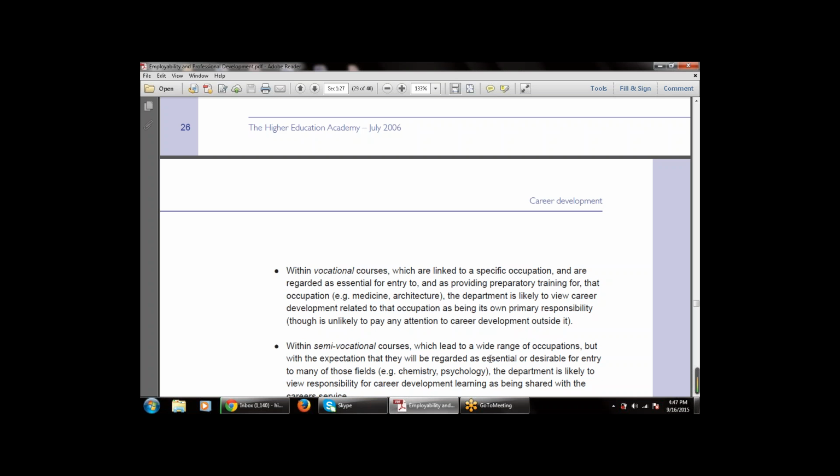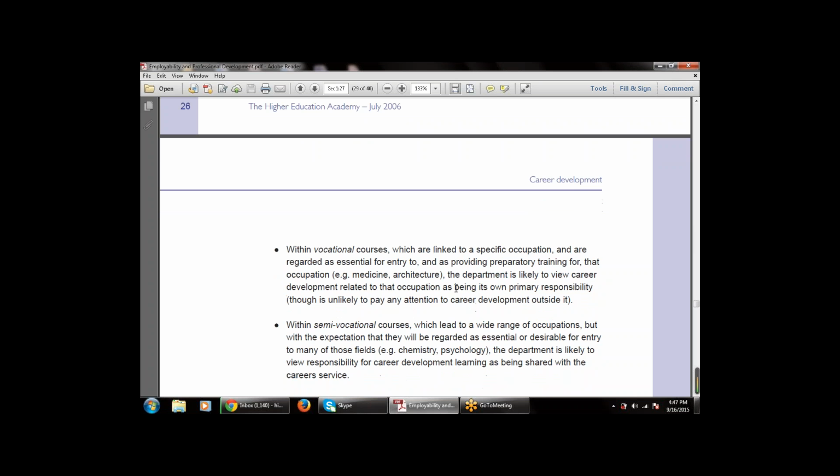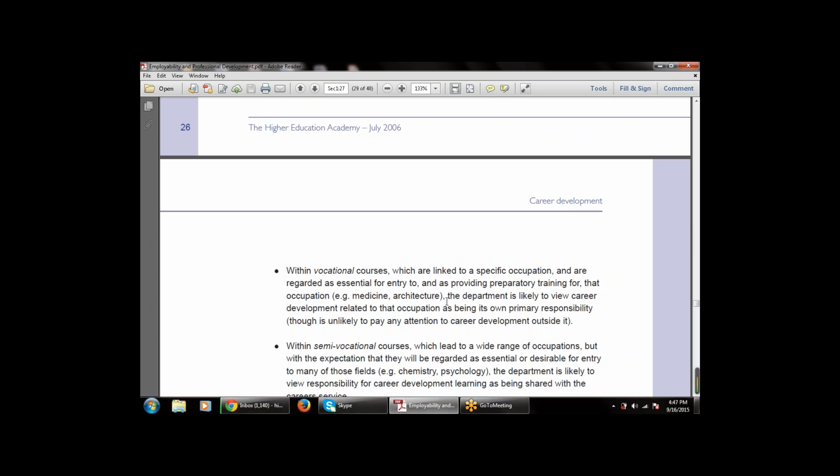One is vocational courses that are linked to a specific occupation. These are regarded as essential for entry to, and as providing the preparatory training for, that occupation. This is very useful and mandatory, or we can say meaningful, for entry to that occupation. For example, medicine and architecture are vocational courses.